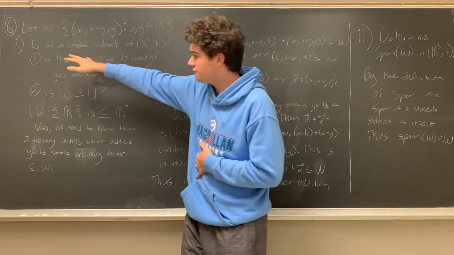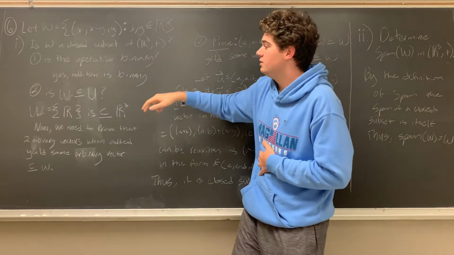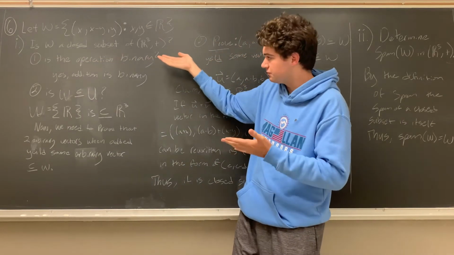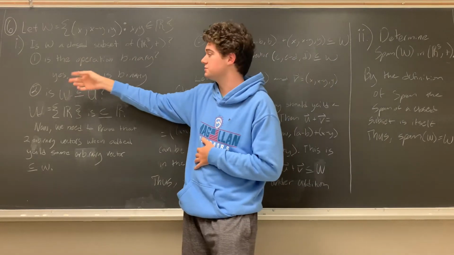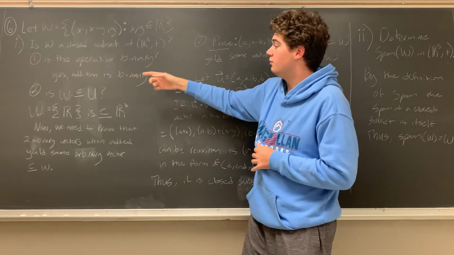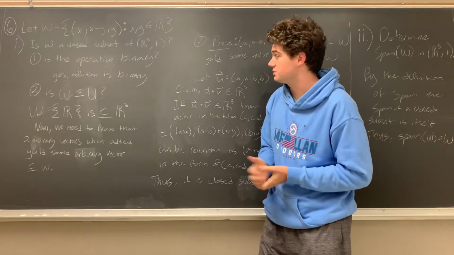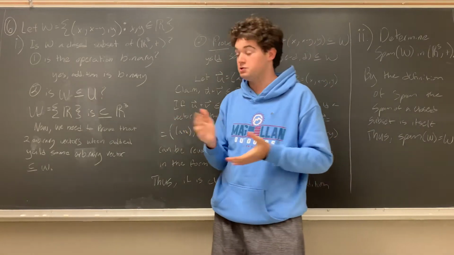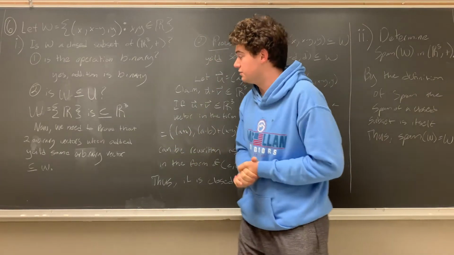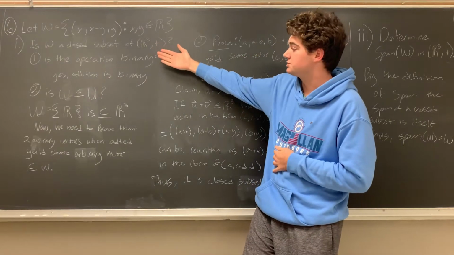Now, the first part of the problem is: is W a closed subset of R3 over addition? So whenever we have to figure this out, we have to do the criteria first. So one, is the operation binary? We're talking about addition here. Well, yes, it is, because addition is going to be binary across all the real numbers. And the second criteria is: is W a subset of the universal set? And that's also the parent set, R3 over addition.